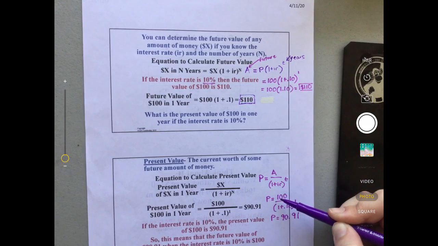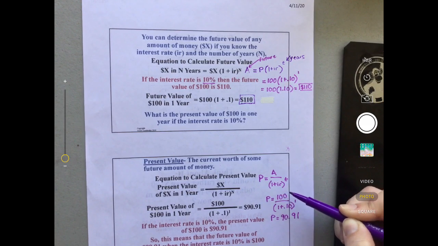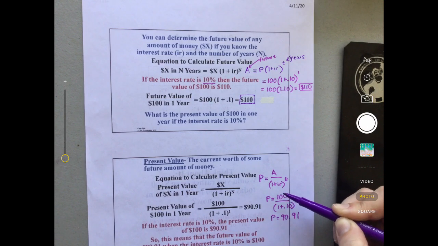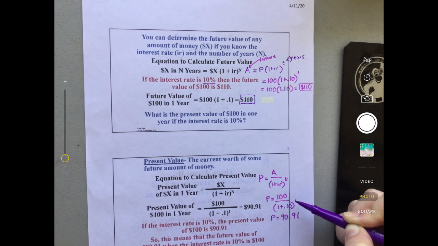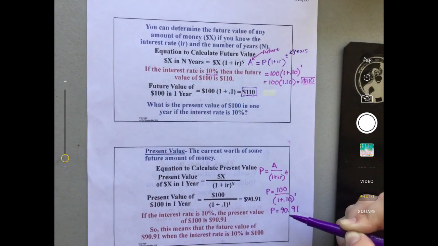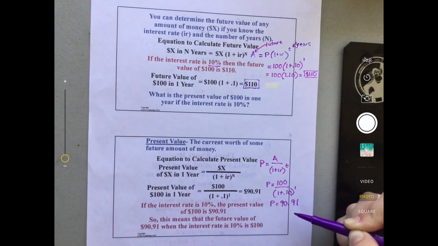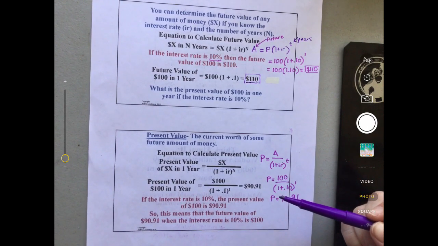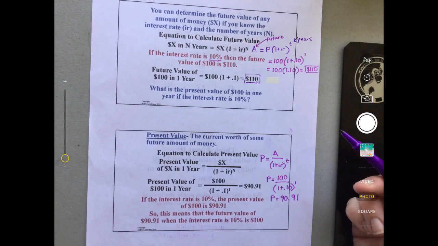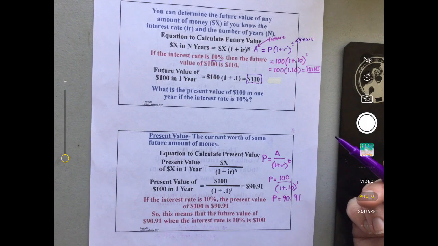Well, we want to see what the present value is when our future value is 100. So I'm plugging 100 into A and dividing it by 1 plus 0.10, because 10% is still the interest rate, to the first power, because we want to see how much the present value of $100 is worth in 1 year. When you calculate that, you get that the present value of the $100 is 90.91. So that means that the future value of 90.91 when the interest rate is 10% would be $100.